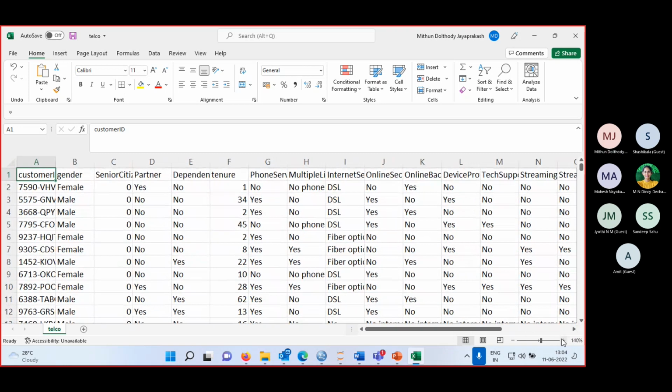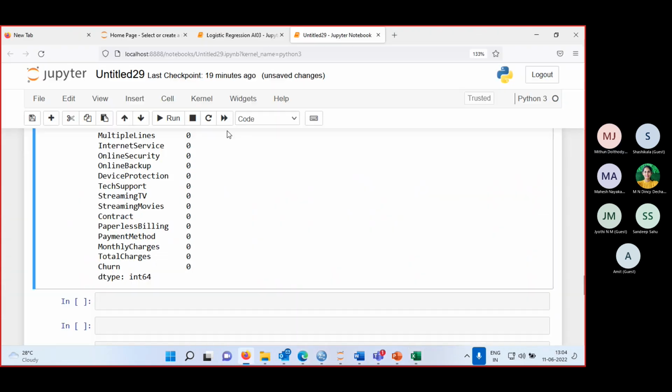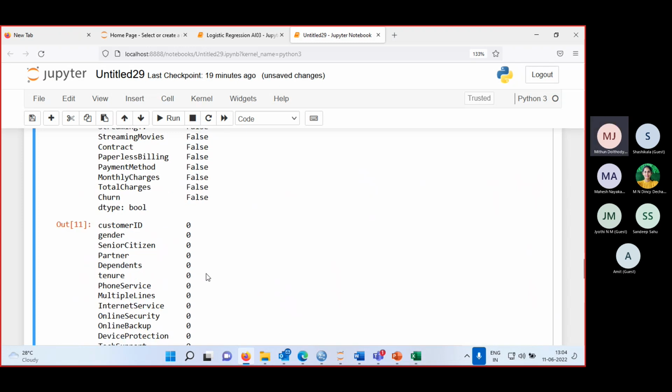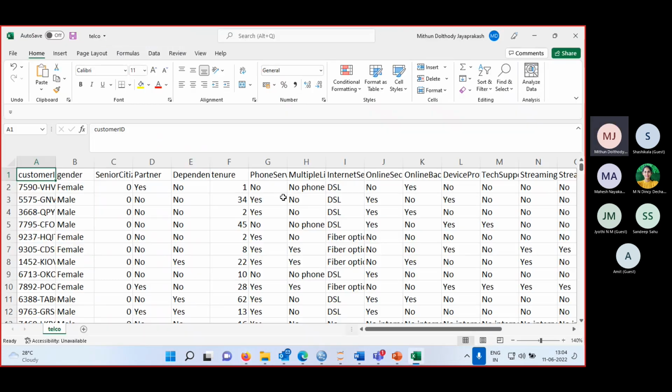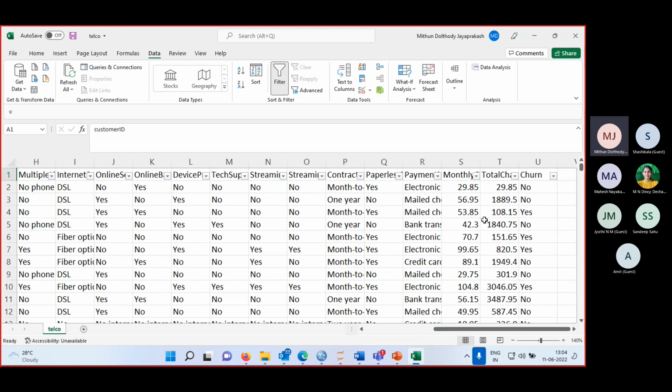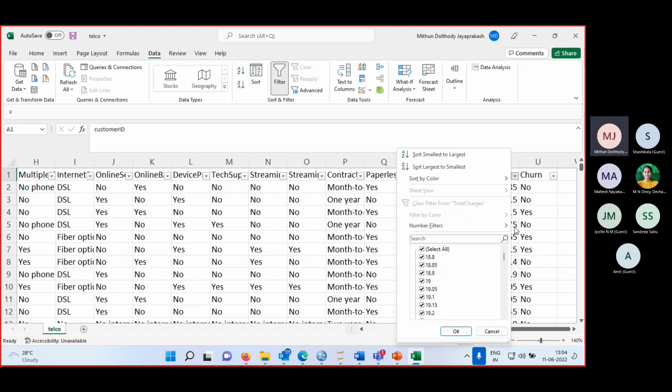Okay, what does it say? Basically, 0, 0 means none of the variables have missing cases. It has 0 missing cases, correct? 0, 0, 0 means there are no missing cases at all. Now, let me take a look at this. I'll be applying a filter, data and filter. Let me show you one of the variables, total charges.